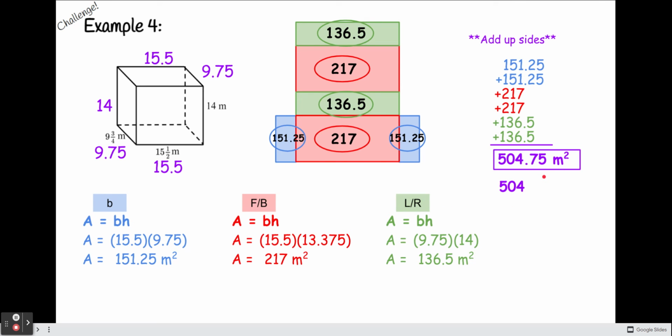Now, what if they have the answers as a fraction? Then what you can do is turn this into a fraction. It's 504 and 75 over 100. Then you have to reduce. What goes into 75 and 100? 25 does. So you end up with 504 and 3/4 meters square. Both of those are the right answer. They're all the right answer.